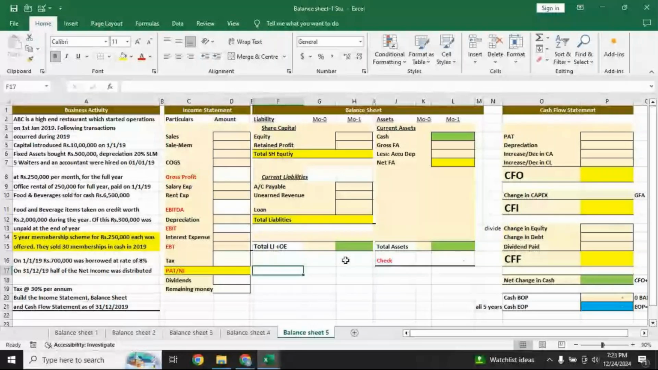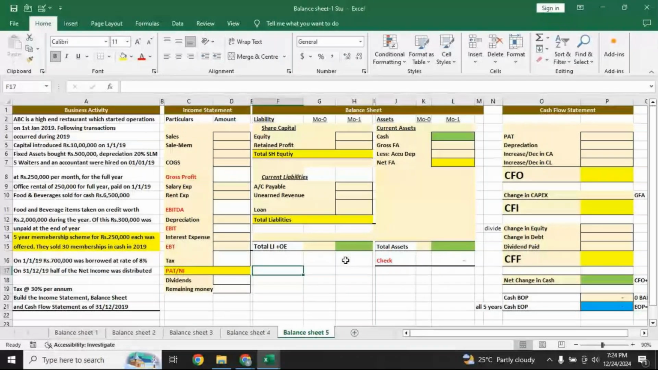Probably we will not be having the class tomorrow. The day after tomorrow, in the next class, we will solve this balance sheet file. In the meantime, I wanted people to give it a try. Any doubts on whatever we have done till balance sheet 4? Now you must have understood how to solve the balance sheet along with the income statement as well as the cash flow statement.